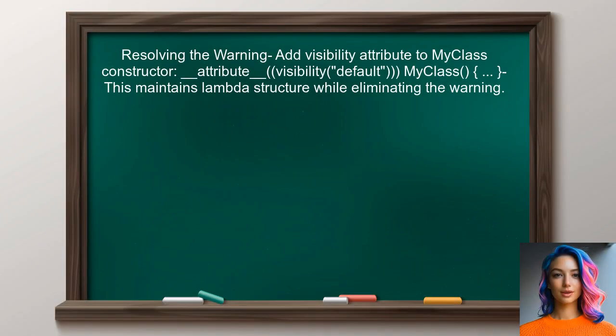To resolve this warning without significantly altering the code structure, the user can use a specific attribute. Adding the visibility attribute to the constructor of my class can help. This allows the user to maintain the current structure of their Lambdas while eliminating the warning.